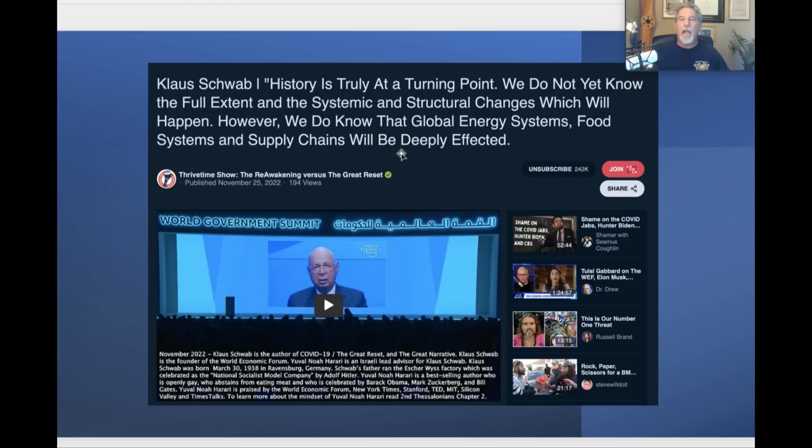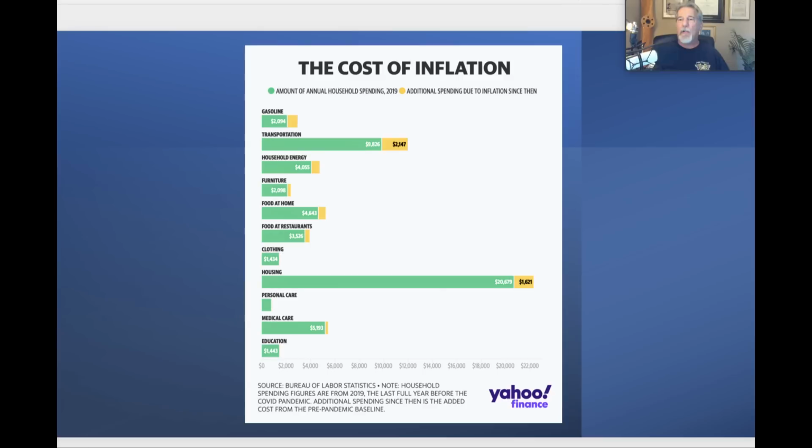I'm telling you right now that this is something that is very dangerous for the entire world, because their plan is to disrupt the global energy systems, the food systems, and the supply chains. And he even said it in his own words, they will be deeply affected. Keep that in mind. I'm going to be continuing to report on the World Economic Forum and what their plan is for us and the world. And it will definitely have a deep impact on our economy as a whole.